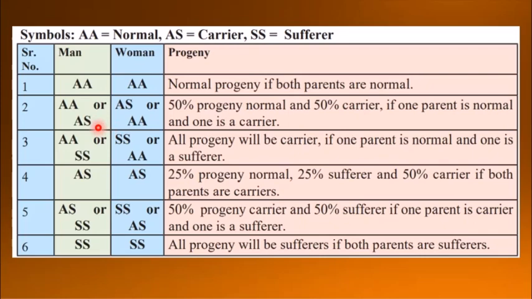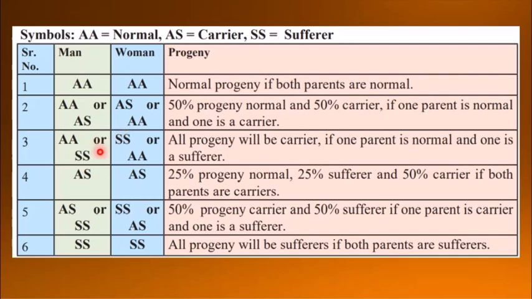But if either one of them is a carrier, so that means either the man is a carrier or the woman is a carrier and the other one is normal, then there are 50% chances that the progeny will be normal and 50% chances that the progeny or the offspring will be a carrier.